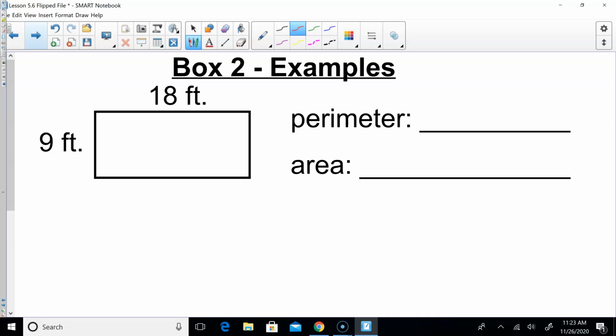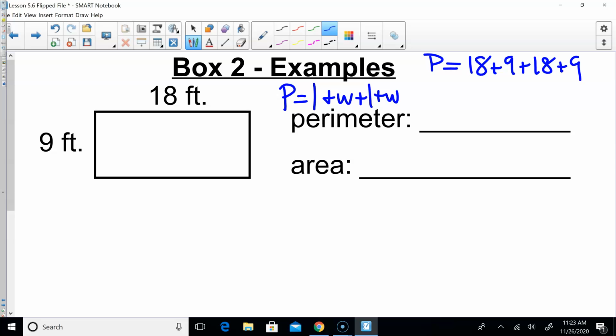So now we have a label. We don't have those squares anymore, but we have numbers that label the sides for us. So those same rules would apply, and those same formulas would apply. So P equals L plus W plus L plus W, which would mean P equals 18 plus 9 plus 18 plus 9. I'm going to put those together.